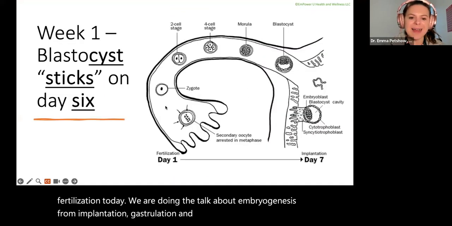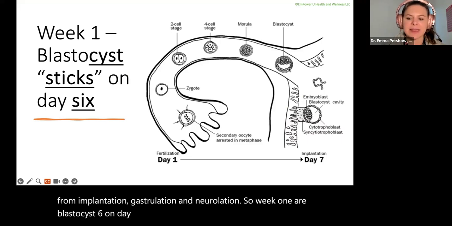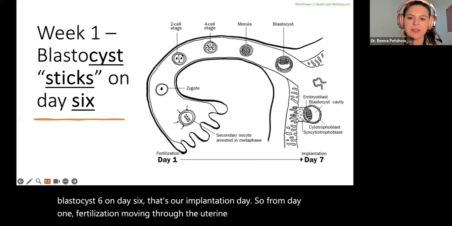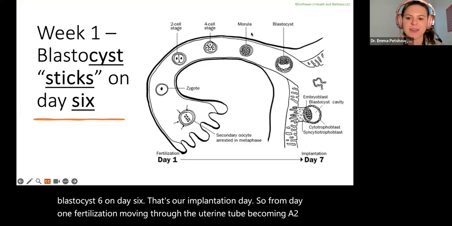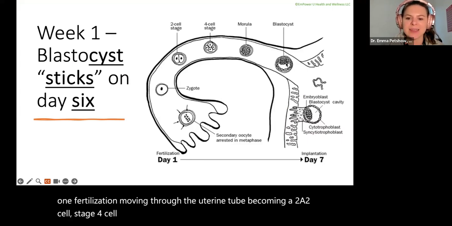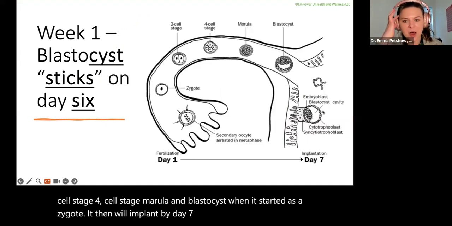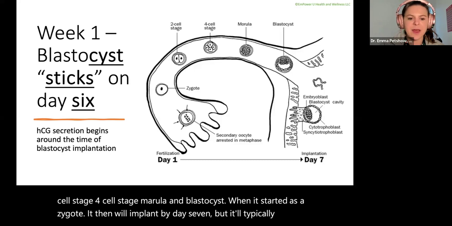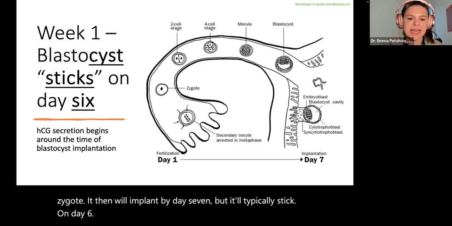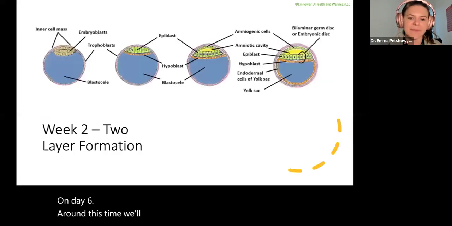So week 1, our blastocyst sticks on day 6. That's our implantation day. So from day 1, fertilization, moving through the uterine tube, becoming a two-cell stage, 4-cell stage, morula and blastocyst. When it started as a zygote, it then will implant by day 7, but it'll typically stick on day 6. Around this time, we'll see HCG secretion beginning.